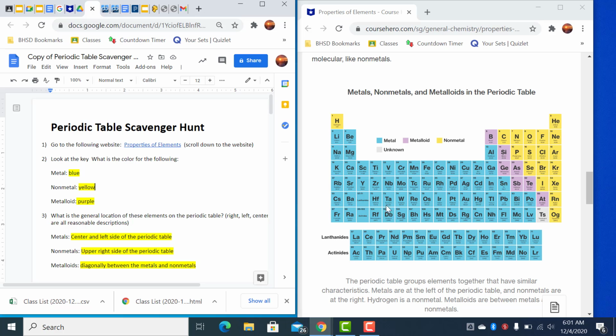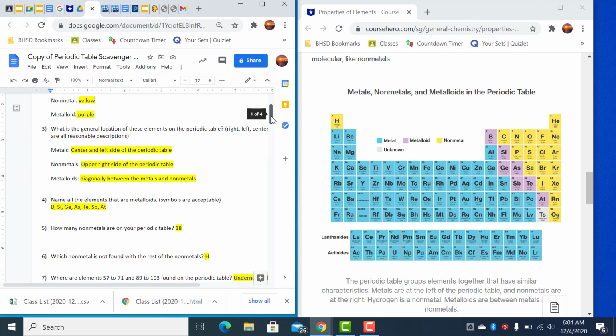Okay, what is a general location of the elements on the periodic table? So the metals, center, left-hand side, nonmetals, upper right-hand side, and you should include hydrogen in that as well. I didn't in my description, but just remember that. And then metalloids diagonally between the metals and the nonmetals. And a lot of periodic tables will have that bold staircase line here. So that is used to show you where the metalloids are, and to also show you how it's separate from the nonmetals and the metals.